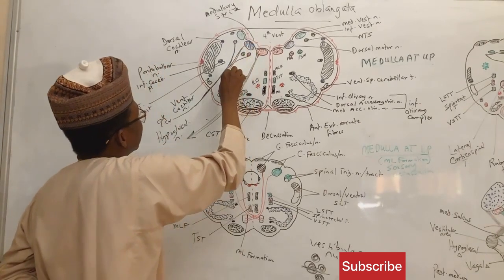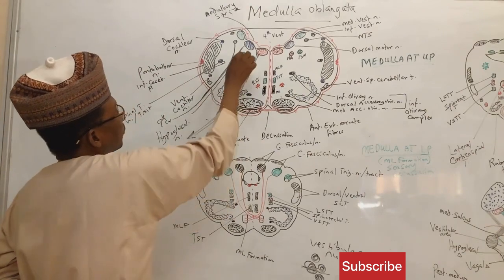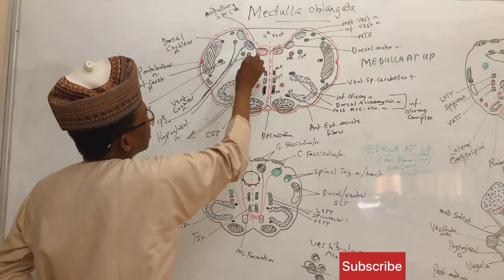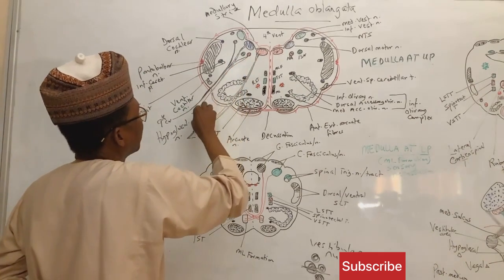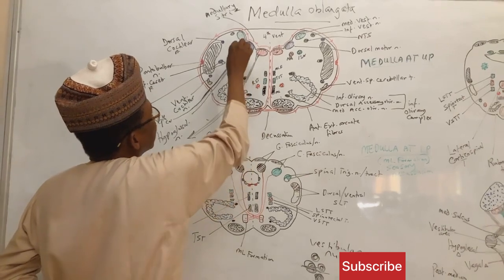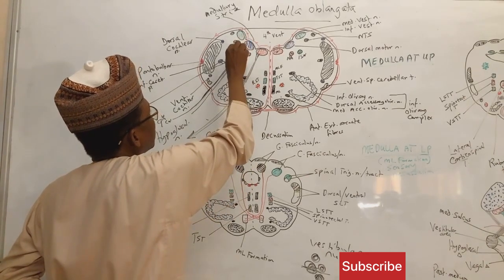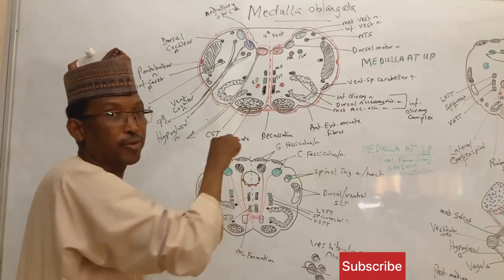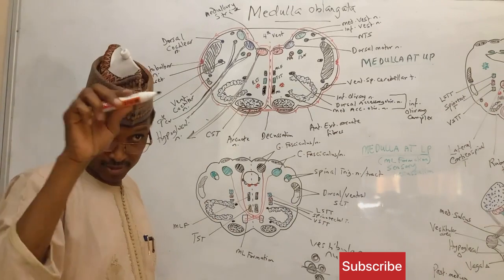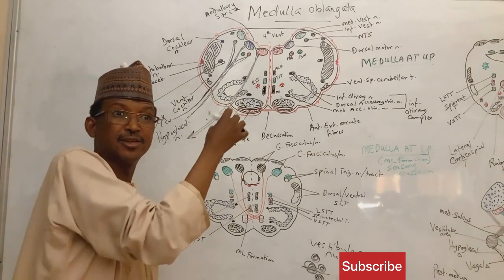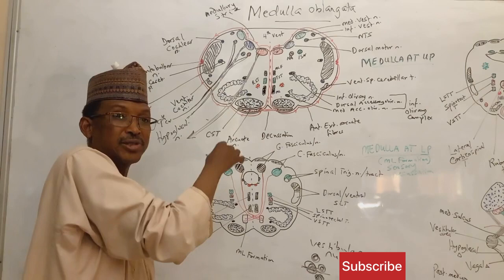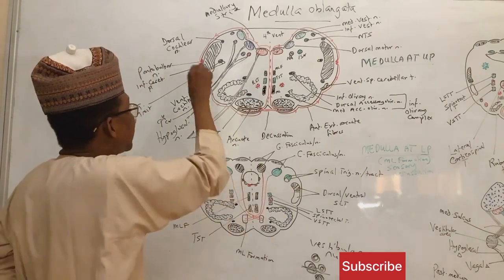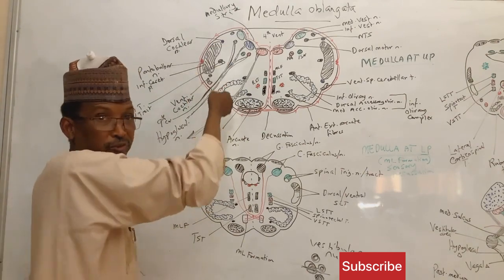It takes origin from the dorsal motor nucleus and also from the nucleus ambiguus. Are you clear? Also from the nucleus of the tractus solitarius. So it exits, and also some part of the trigeminal tract and nucleus. If you can remember, the spinal trigeminal nerve nucleus and tract also contributed to the facial nerve. So the same thing here, it also contributes to the formation of the vagus.